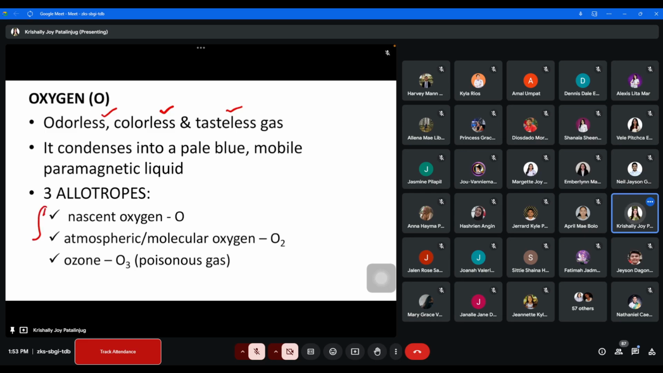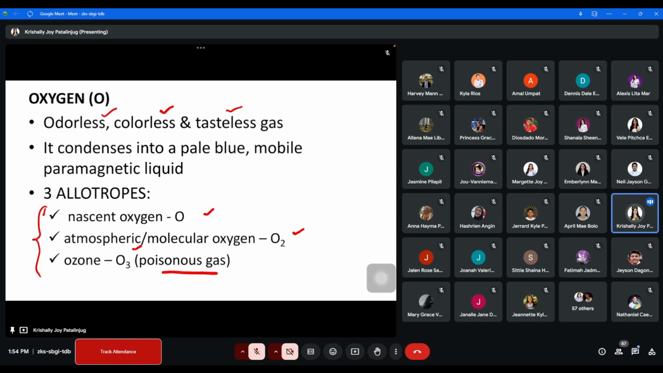And these are the allotropes ng oxygen. The nascent oxygen, monoatomic. The molecular oxygen is diatomic. The poisonous gas, yung ozone, is triatomic. Those are the forms of oxygen.